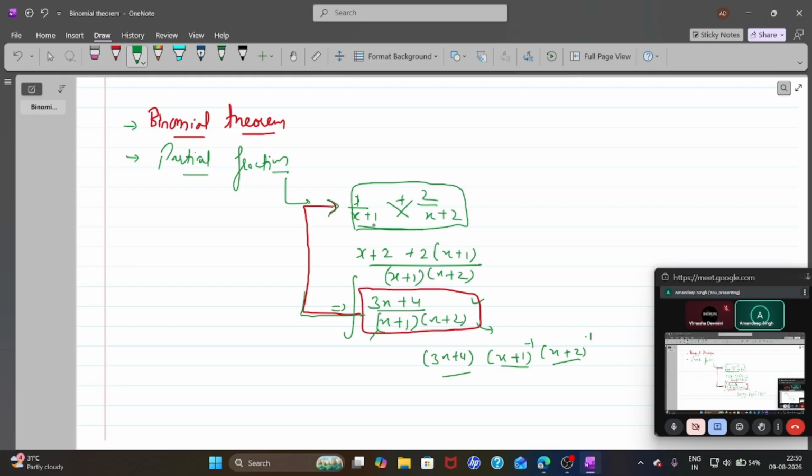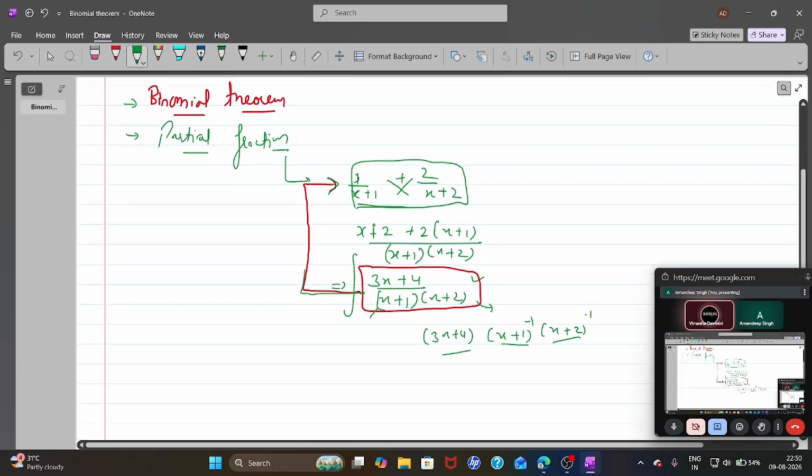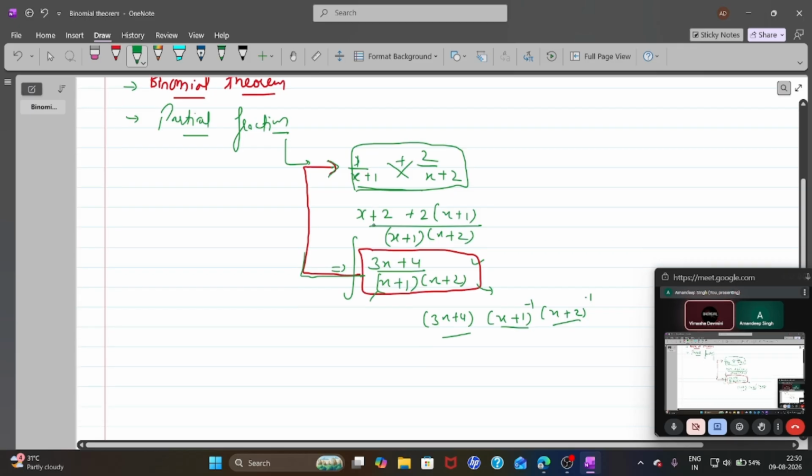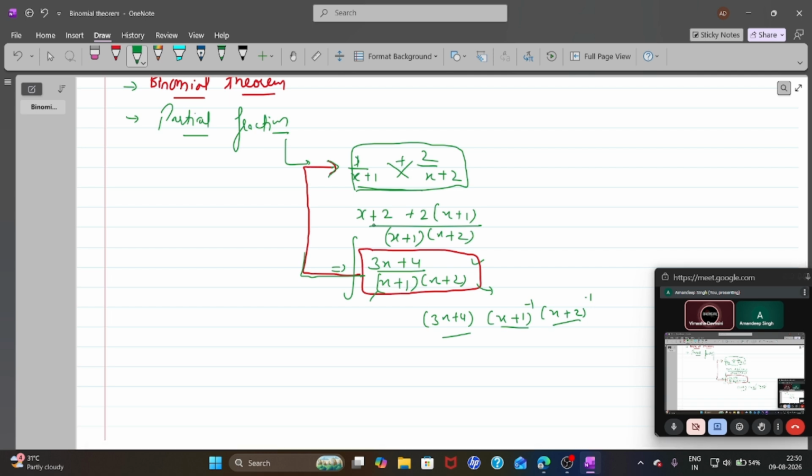Are you getting it or not? Oh, I was muted the entire time. I was asking how are we going to expand it in the fraction?